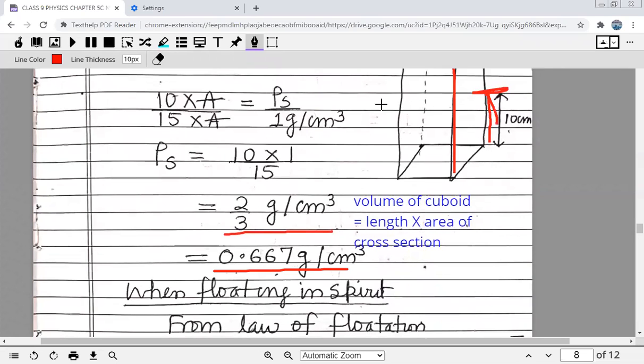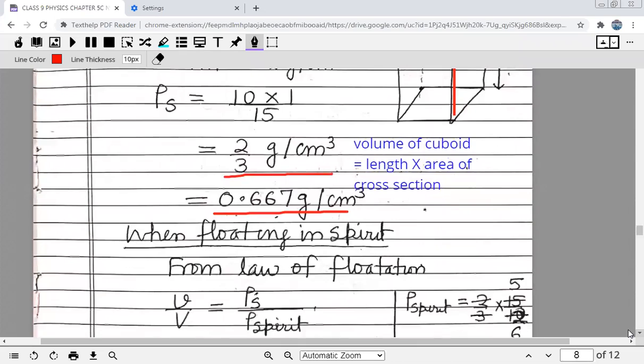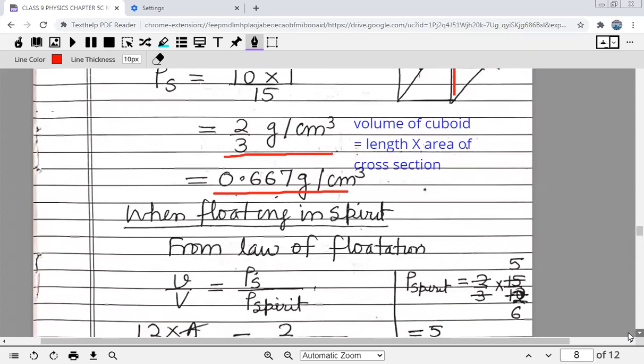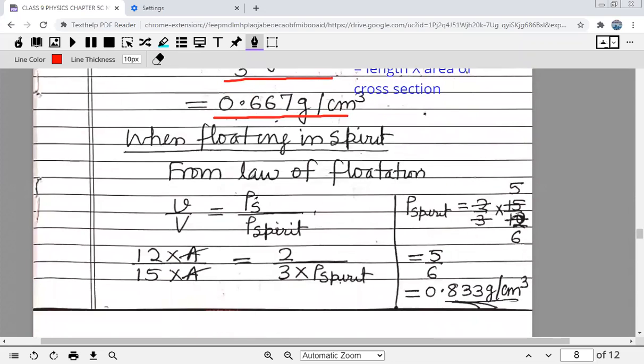Now see here, when it is floating in the spirit, how much portion is immersed? This length is 12 centimeter. When it is floating in the spirit, what is the length of immersed portion? Length of immersed portion is 12, which I had taken as 10. That is actually 12. It's clear? You can see here. Now this length is 12. So what will be the immersed portion volume? 12 into A.